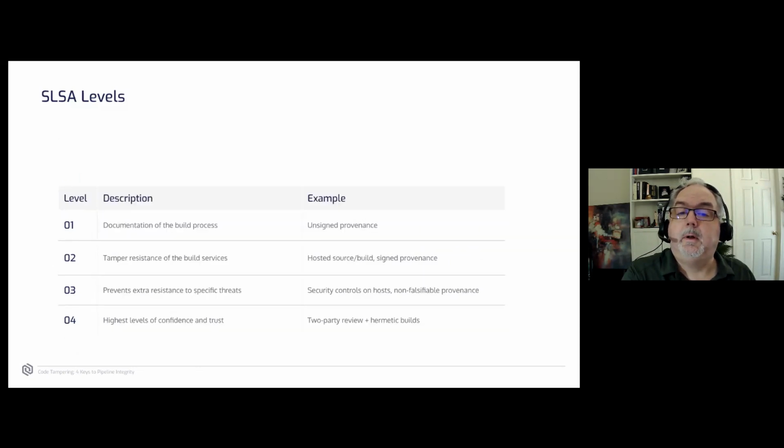In short, SLSA levels build upon each other, with Level 1 essentially just documenting the build process, and Level 4 providing a high level of confidence that the software hasn't been tampered with.